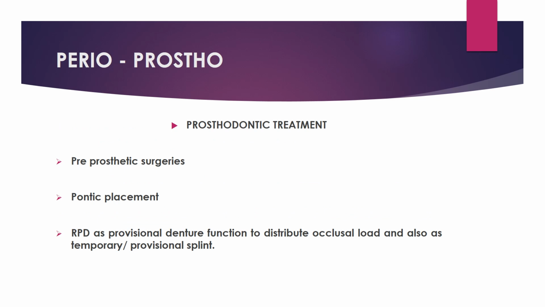Then comes perio-prostho interrelationship. During prosthodontic treatment also, pre-prosthetic surgeries may be needed before the replacement of prostheses, and also for pontic placement, for aesthetic purposes, and for the correction of uneven gingival margins. And next, the removable partial denture can be used as a professional denture function to distribute occlusal load and also as a temporary or provisional splint.